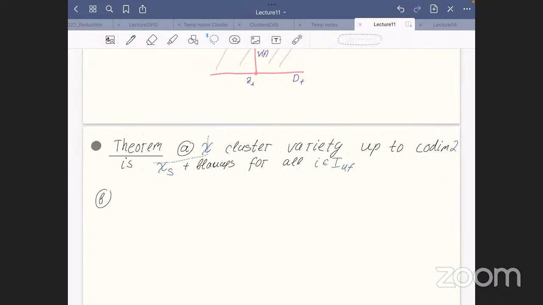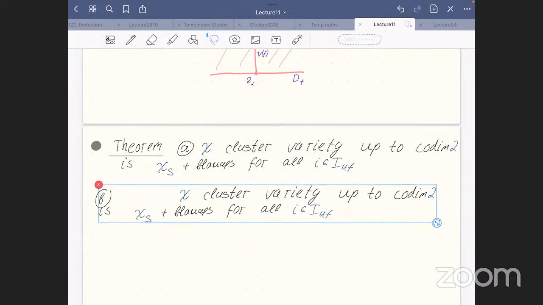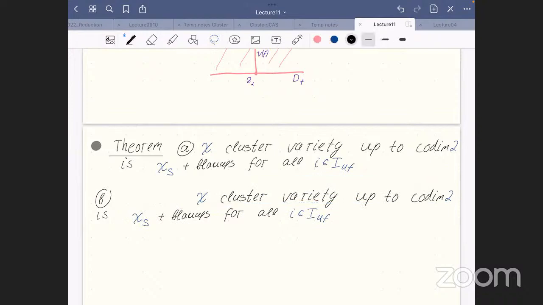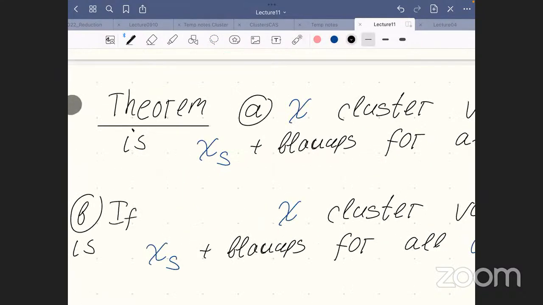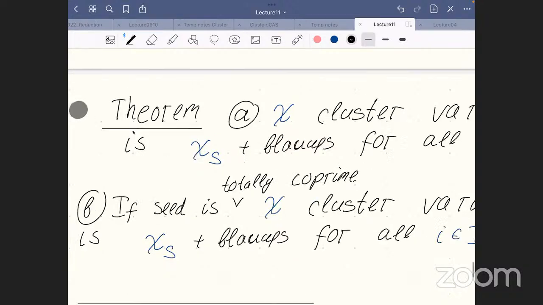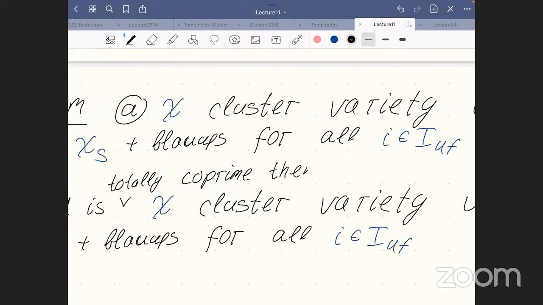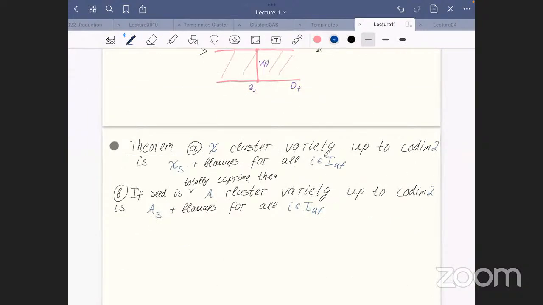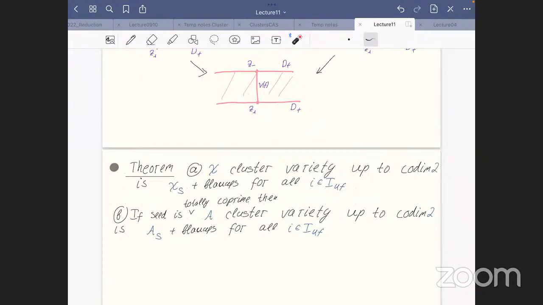And B states the same theorem, but under the additional condition that the seed is totally prime. Here I should replace X by A. And from this description of the cluster variety up to codimension 2, the Laurent property follows, and many other properties follow.